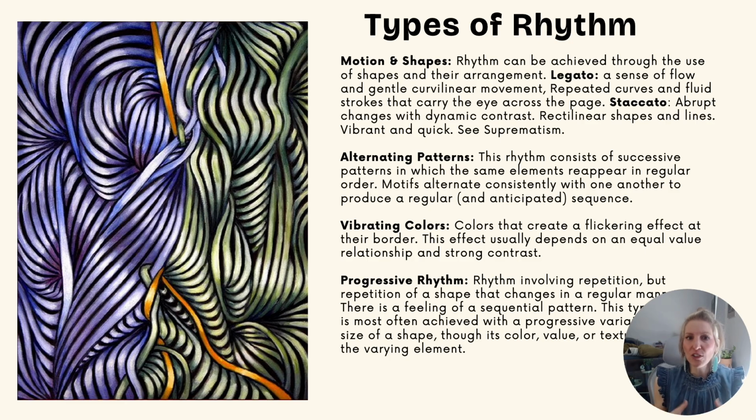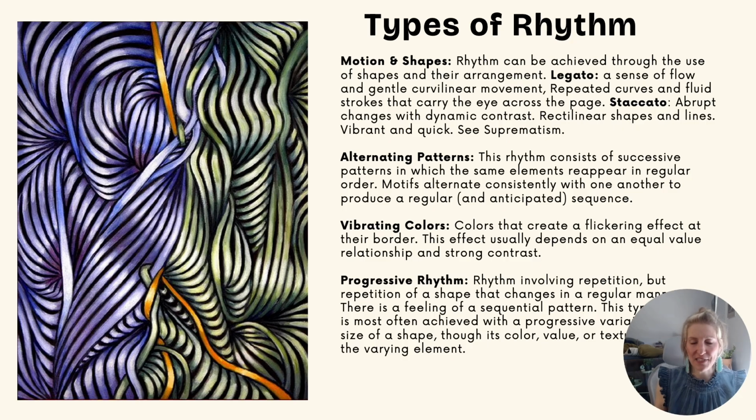We also see alternating patterns that can cause rhythm. Now, this is successive patterns in which the same elements reappear in regular order. Motifs alternate consistently with one another to produce a regular and anticipated sequence. Vibrating colors, like we just witnessed, are colors that create a flickering effect along their border. And the effect usually depends on an equal value relationship and a strong contrast.